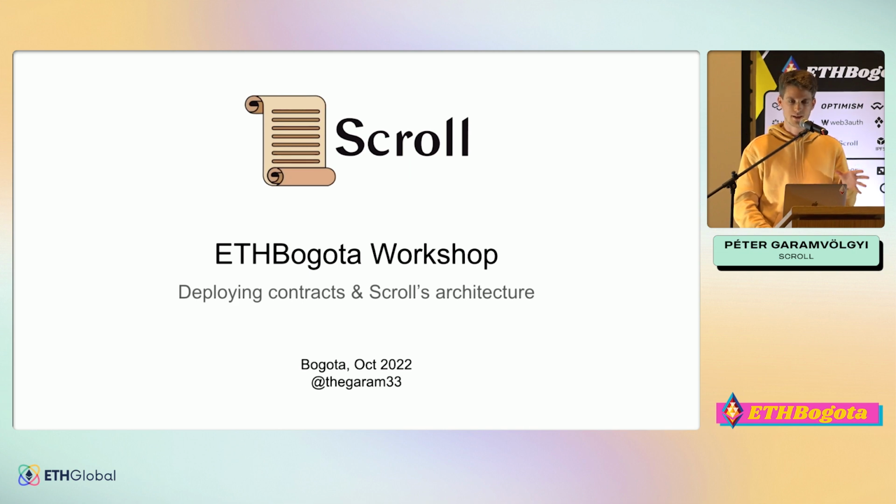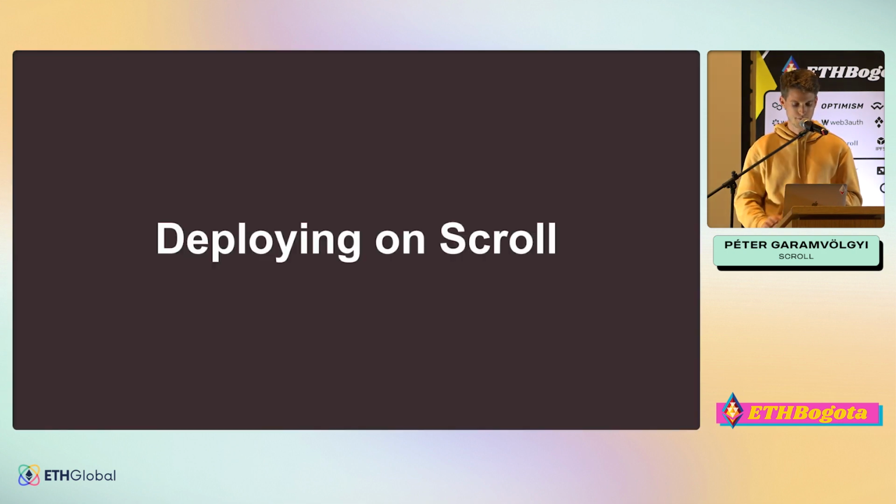And why is it a ZK EVM? Basically, we want to maintain a very high level of compatibility with layer 1. So the idea is that when you develop on Scroll, it feels exactly the same way as when you develop on Ethereum. You don't need to learn a new language. You don't need to learn any other tools. You don't need to understand what zero-knowledge proofs are. Everything is done under the hood, and you just develop your dApp, and it's fast, and it works, and it's safe. So that's the idea.